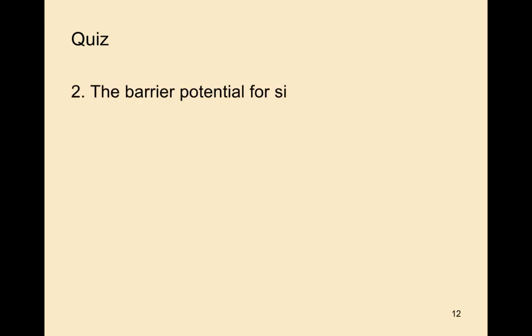Second question: what is the barrier potential for silicon? 0.2 volts, 0.5 volts, or third option 0.7 volts. So the barrier potential for silicon is how much? 0.7 volts. C is the correct answer. The barrier potential for silicon is 0.7 volts.